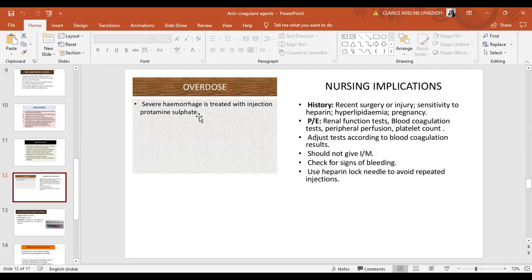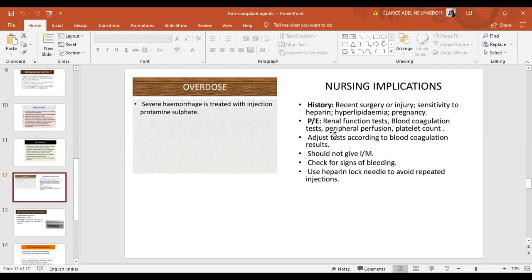So coming to the nursing responsibility or nursing implication, we have to take the health history of the patient, any recent injury, any recent surgery, that has to be asked. Then if the patient has any sensitivity to injection heparin, that also we have to ask. Any case of hyperlipidemia, or if the patient is pregnant, then we have to be very careful.